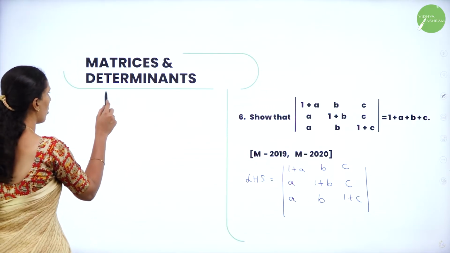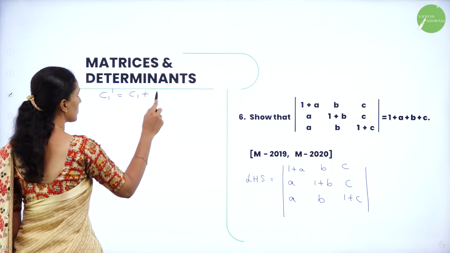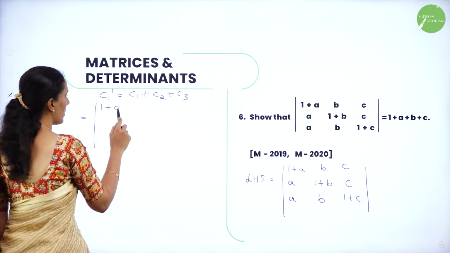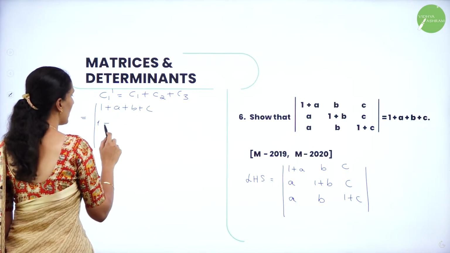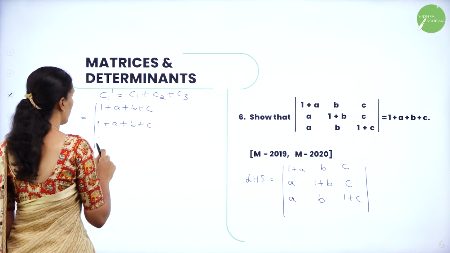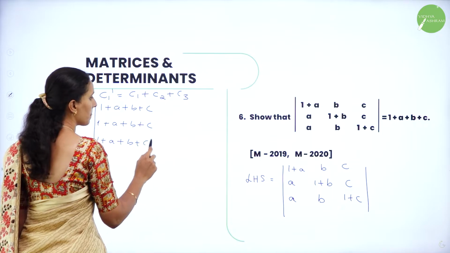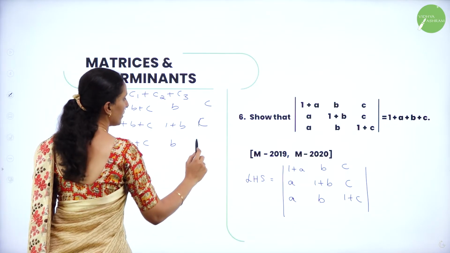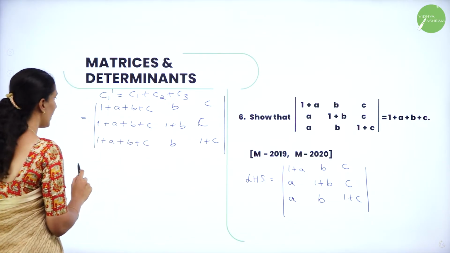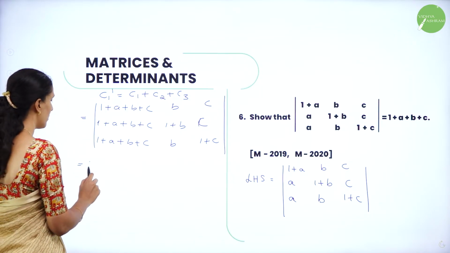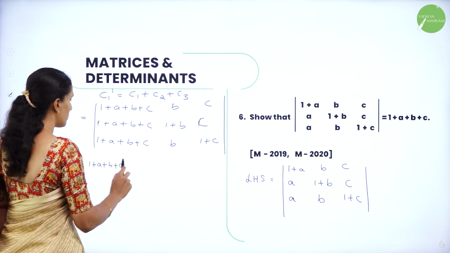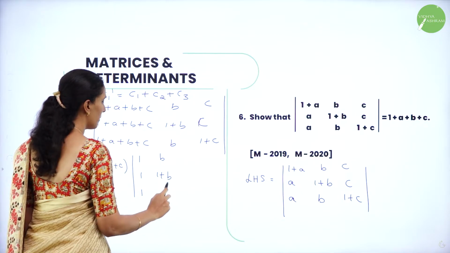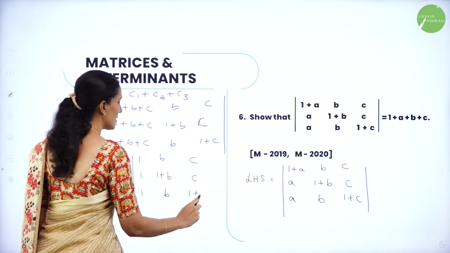So here I will take column 1 as column 1 plus column 2 plus column 3. When you add all the columns, you will get the first column as 1 plus A plus B plus C, 1 plus A plus B plus C, 1 plus A plus B plus C. The other columns are B, 1 plus B, B and C, C, 1 plus C. So take 1 plus A plus B plus C out of column 1. The first column will be 1, 1, 1.